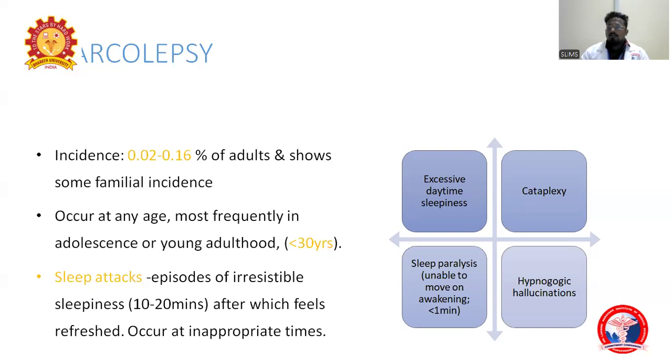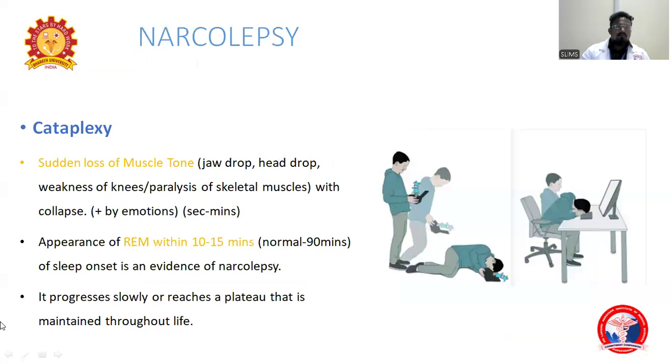Narcolepsy also has excessive daytime sleepiness, cataplexy, sleep paralysis, being unable to move on awakening, or hypnagogic hallucination. Cataplexy is a sudden loss of muscle tone: jaw drop, head drop, weakness of knees, paralysis of skeletal muscles with collapse, caused by emotions, lasting seconds to 2 minutes. Suddenly, while walking, the patient loses muscle tone and falls down. Or sometimes while doing work, the patient suddenly falls down onto the desk. That is cataplexy.